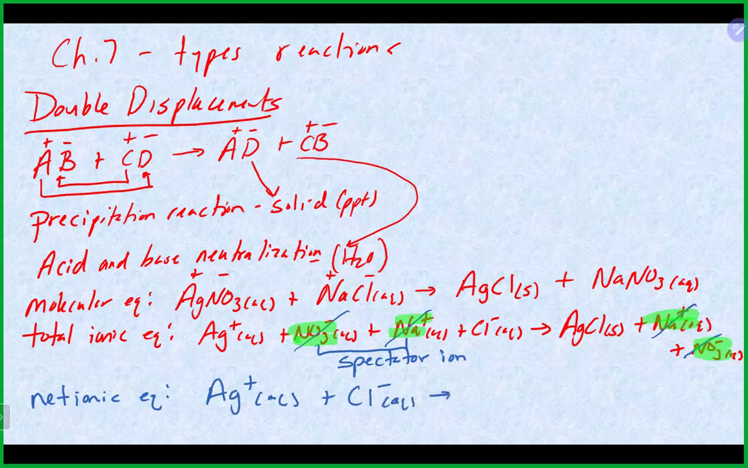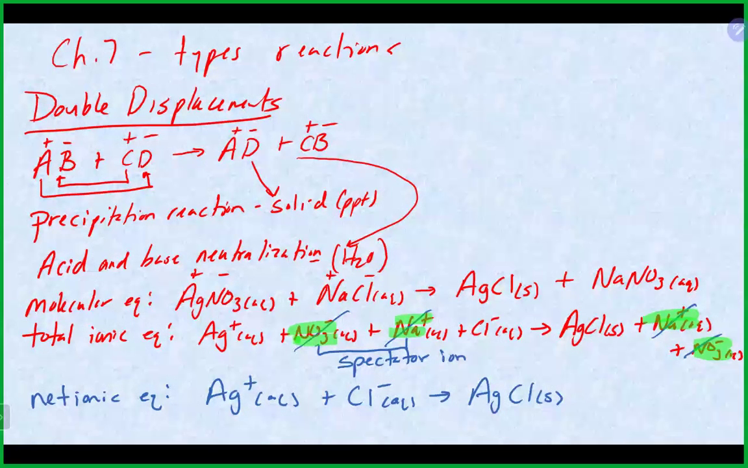In this particular reaction, what's exactly happening is the silver from the silver nitrate goes to find the chloride from the sodium chloride, and those two ions come together and make this solid. That precipitate is the main thing that's happening in this reaction.